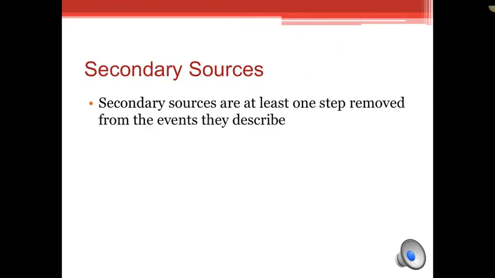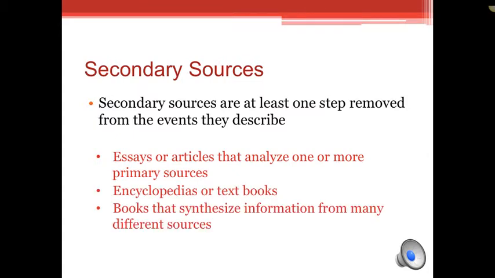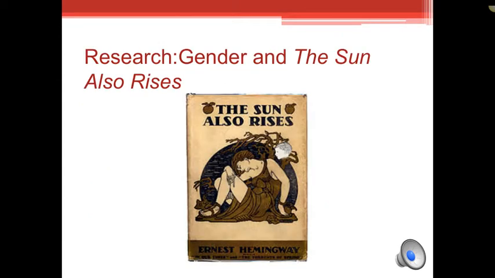Secondary sources are sources that are at least one step removed from the events they describe. They offer interpretation or analysis of primary sources. Examples of secondary sources may include essays or articles that analyze one or more primary sources, encyclopedias and textbooks, books that synthesize information from many different sources. Let's look at some examples to help us understand this.